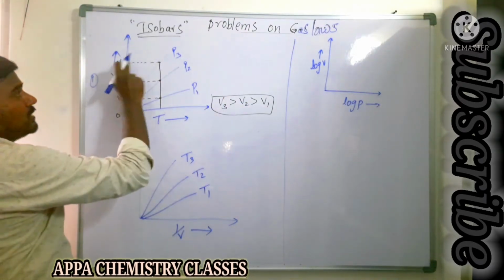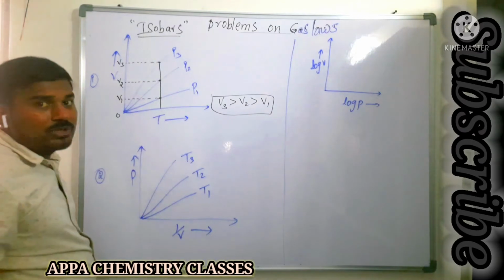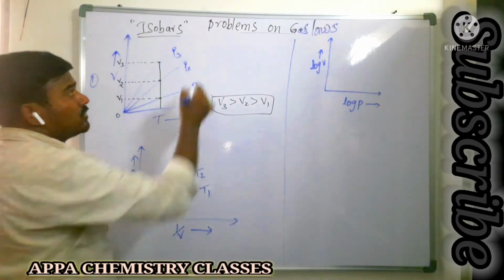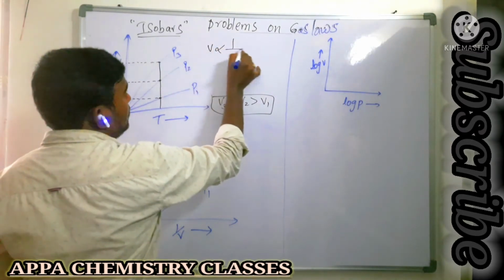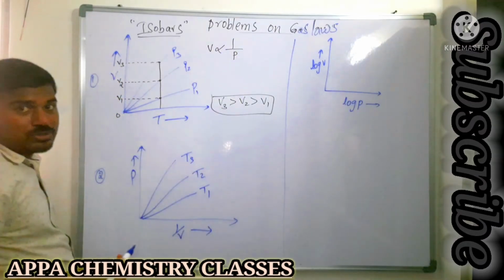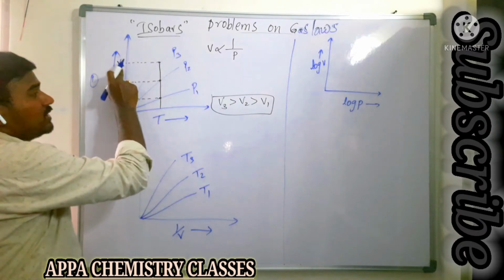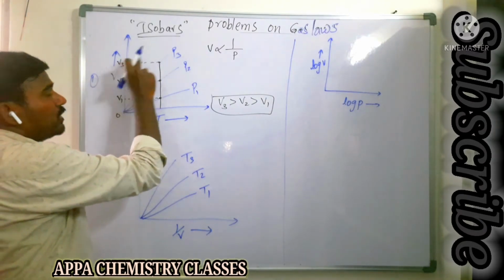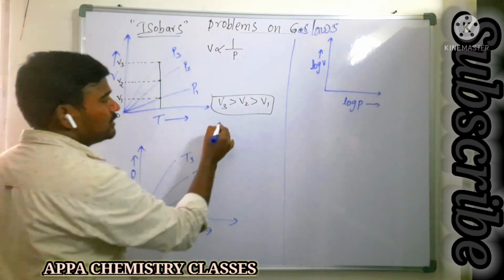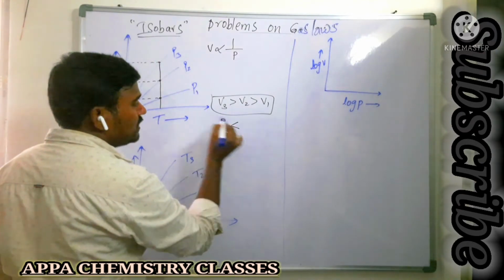Now what is the relation between pressure and volume? We know that Boyle's law is there. So volume is inversely proportional to pressure. Volume increases means pressure decreases. At V3, which is highest, whatever the pressure is there, that is the very least one, that is P3 is the least one.